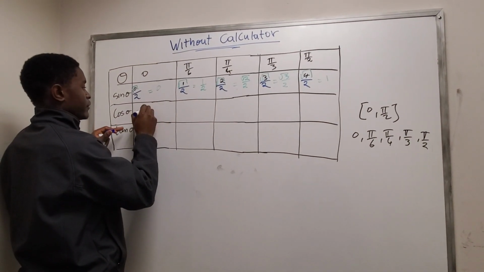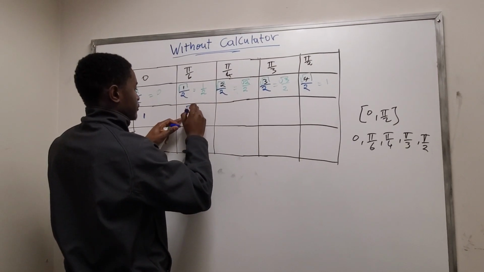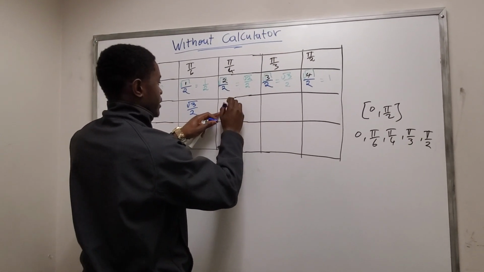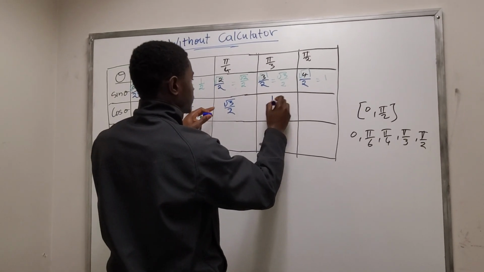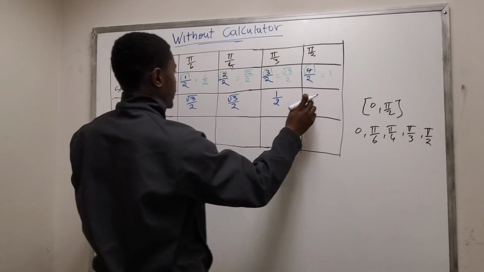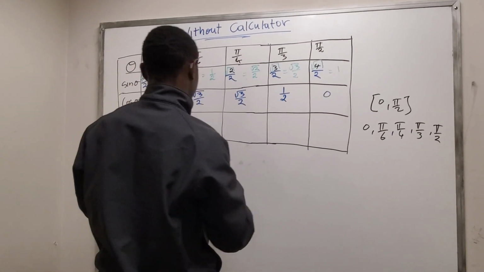So this one gives 1. This one will be this one. This one will be the same. This one will be this one. And the last one of cosine will be the first one of sine, which is 0.